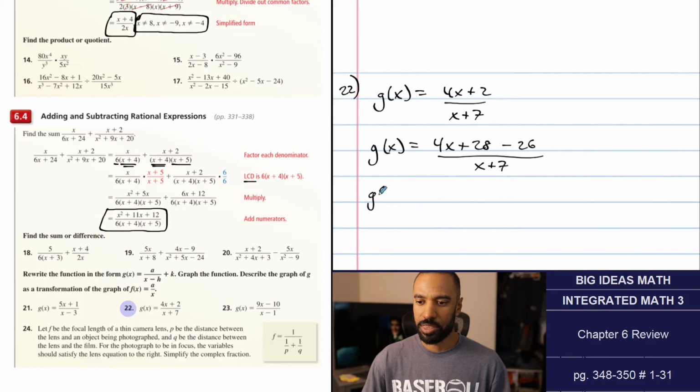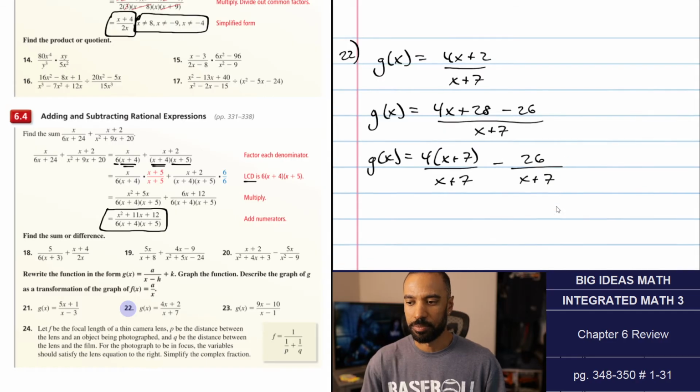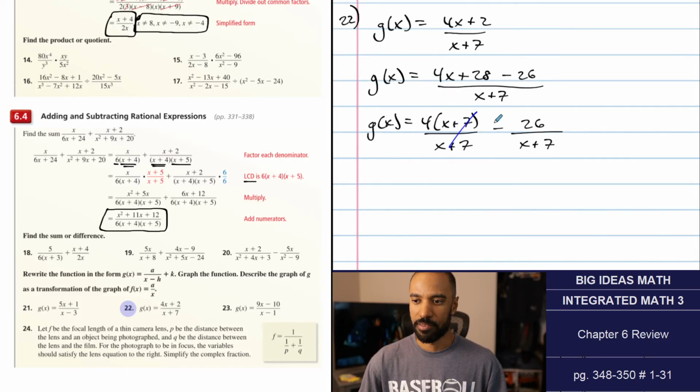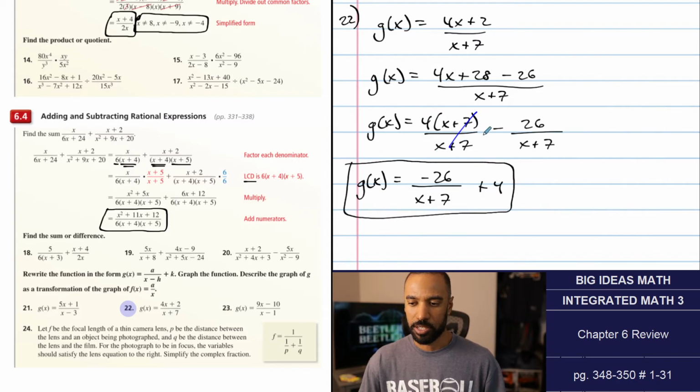Now I am going to split this up and do the common factor. So common factor of 4 right here gives us x plus 7 as we divide by x plus 7 here. And then the negative 26 here divides by x plus 7. As these x plus 7s go away, the best rewrite of this equation is g of x equals negative 26 over x plus 7, and then plus 4. There's our a over x minus h plus k.